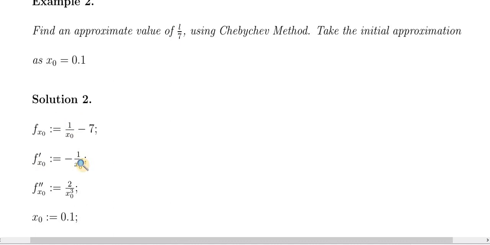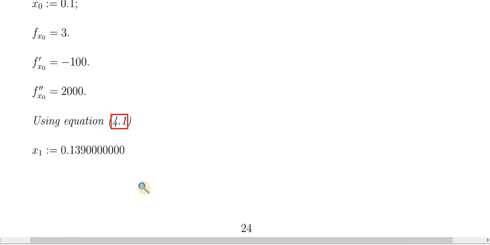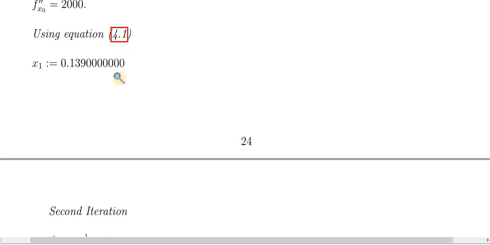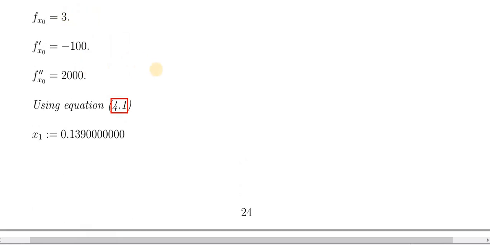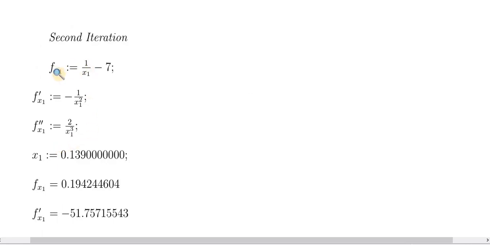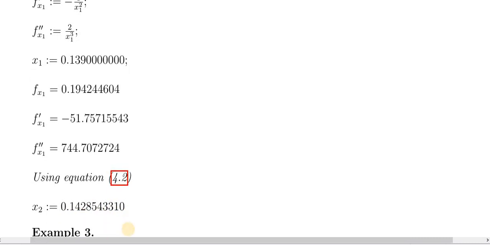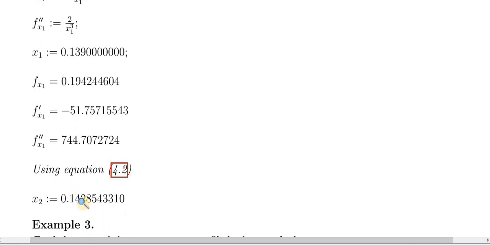So we differentiate this. The first differentiation gives this, the second differentiation gives this, and at the point 0.1 we have the following values for f of s0, f prime of s0, and f prime prime of s0. You substitute these values into the Chebyshev method as in equation 4.1 to get your s1. After getting s1, you substitute it into the function, the first differentiation and the second differentiation, and you have these values. You substitute these into equation 4.2 to get 0.1428543310.